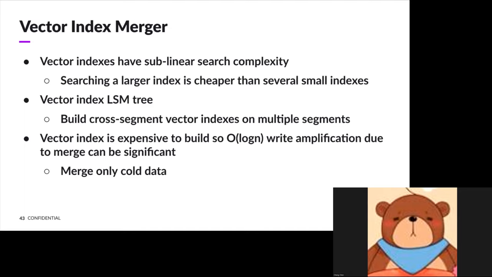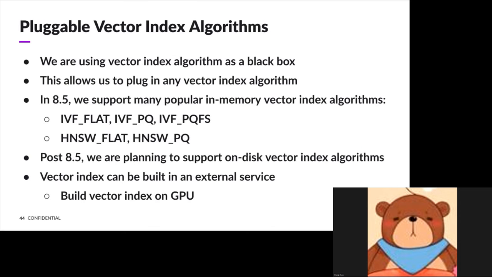Yeah, so I hope this answers the question of how we combine both in-memory vector index algorithms and on-disk vector index algorithms, because we are just using it in a black box way. One nice thing about this design is that we are using it as a black box. So this allows us to plug in any vector index algorithms. In 8.5, which is coming this January, we support many popular in-memory vector index algorithms.